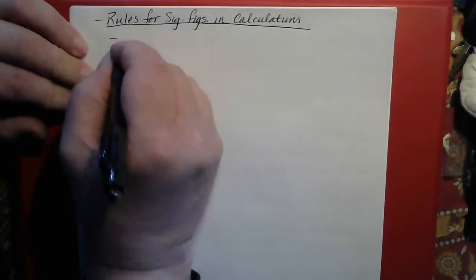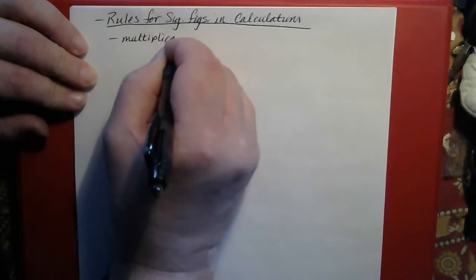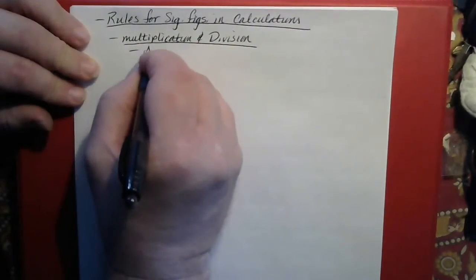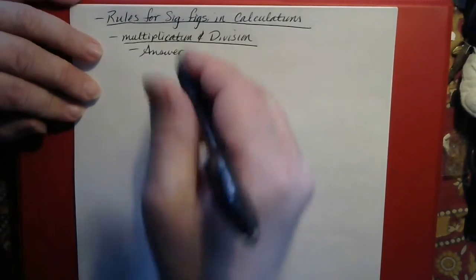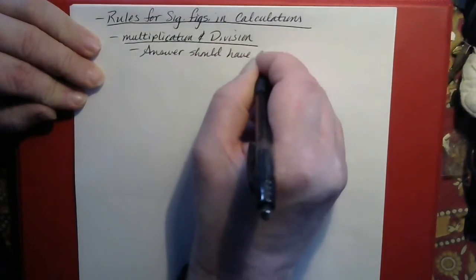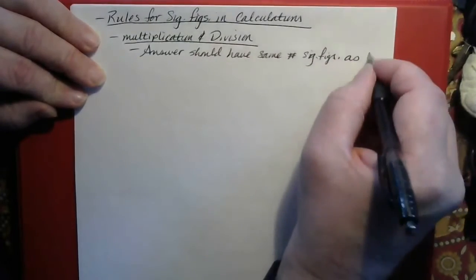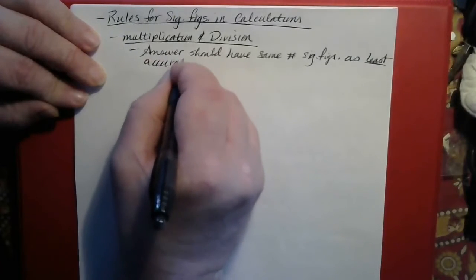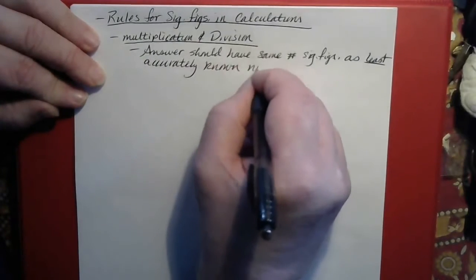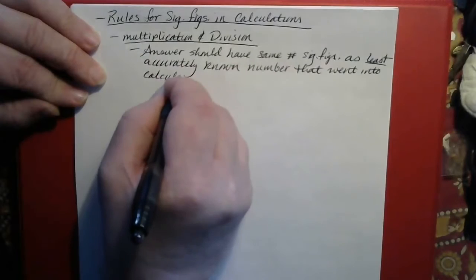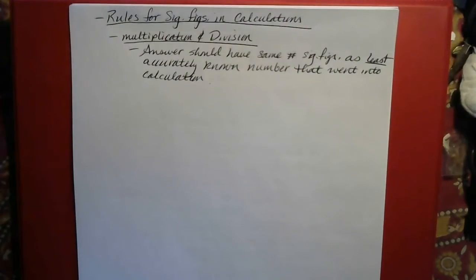So for multiplication and division, the answer should have the same number of significant figures as the least accurately known quantity that went into the calculation. Okay, the least accurately known number that went into the calculation.